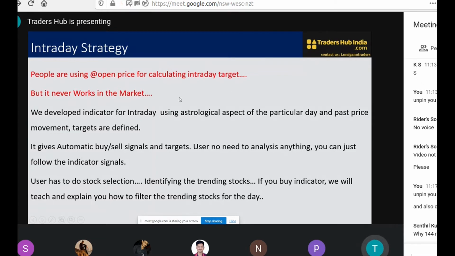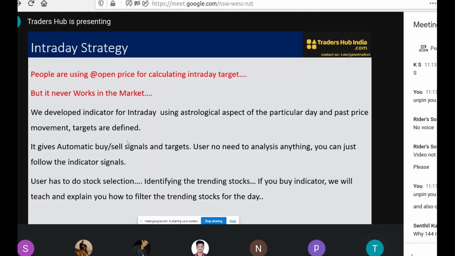And even the targets with the 45 degree, 90 degree. So with my experience, we developed an indicator, calculating using the astrological aspects of the day and the past price movement. We arrived at one reference price, and from that we calculated the target based on the price of the stock.